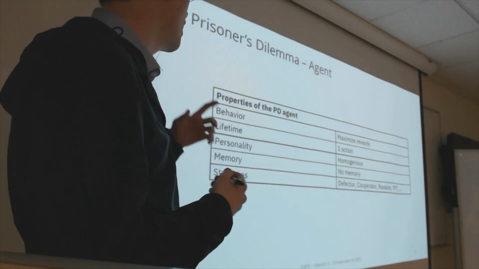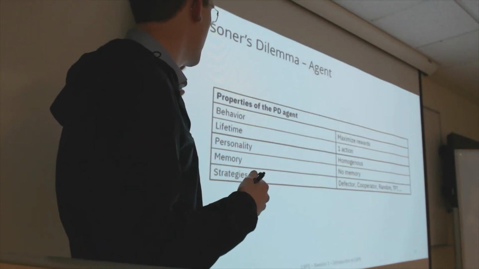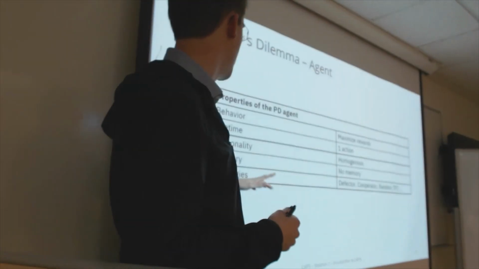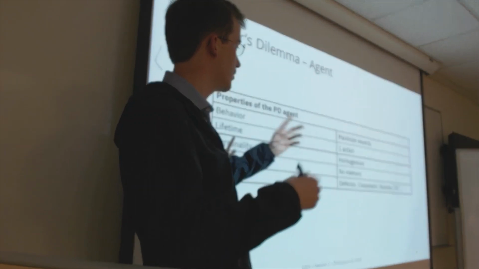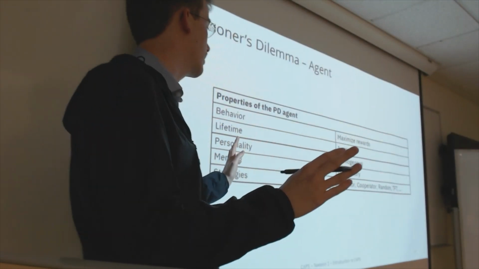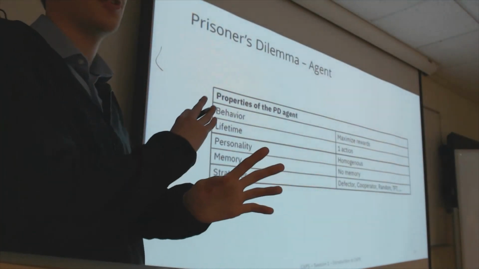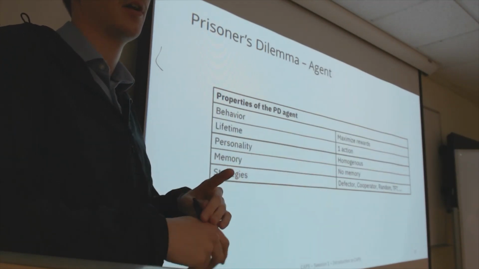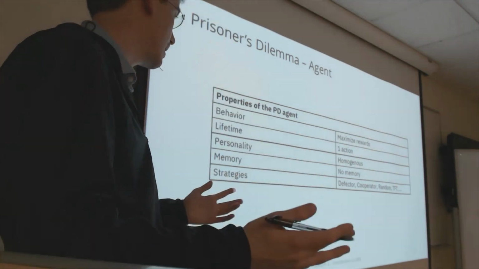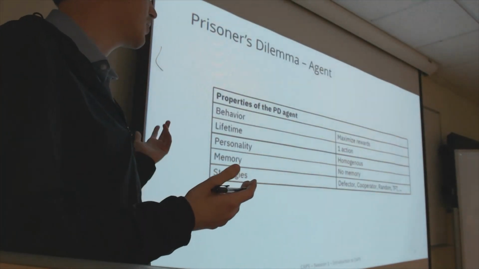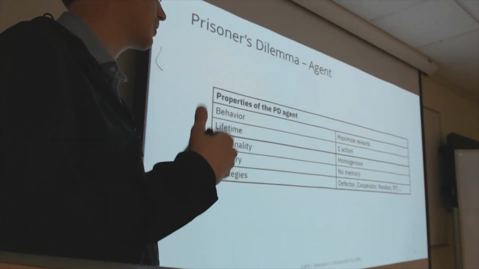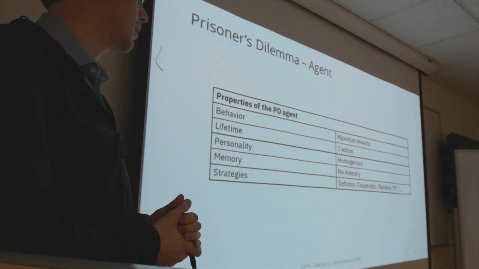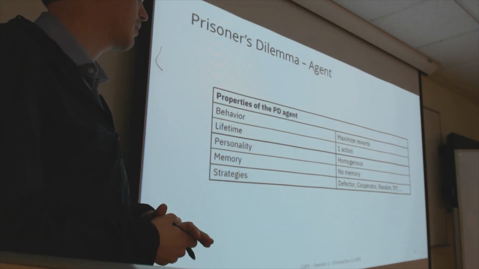So for the prisoner's dilemma, we have these 5 categories: behavior, lifetime, personality, memory, and strategies. And behavior, in classic game theory, is just you maximize your rewards. If this is not an iterated prisoner's dilemma, then the lifetime of this agent is exactly one action. So after it either cooperates or defects, it dies. Personality is homogeneous, so you don't think that there are inherent differences between these two players in a prisoner's dilemma. They come from the same set of assumptions.